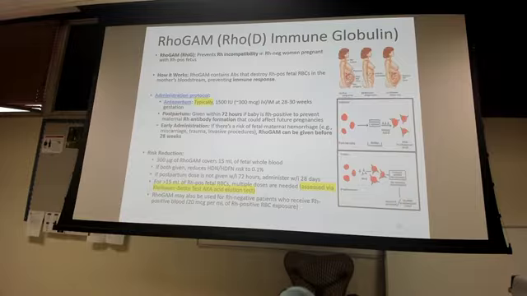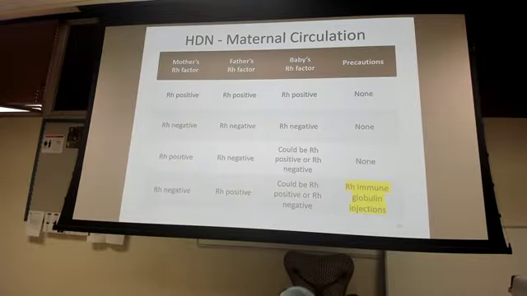And then also this area here that's highlighted says it's assessed via the Kleihauer-Betke test, AKA acid elution test. You'll see that on the test as well. You'll see that on the exam. I don't know if it's on your slides, but just make sure you write it. Okay. So pretty much this is just saying if the mother's positive, you don't have to worry about precautions. If the mother's negative and she's carrying a positive baby, the precaution you take is to give her that RhoGAM shot at 28 weeks, and then within 72 hours after having that baby.